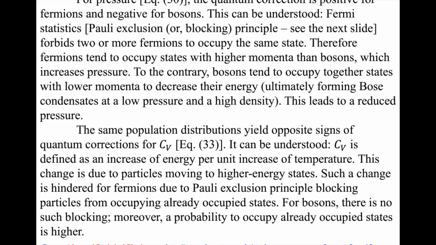Imagine a fermion somewhere in the middle of the pack. It needs to go up, and some states above are occupied. It cannot occupy them. That Pauli blocking excludes such transitions, and therefore the system doesn't take that much energy. On the other hand, for bosons, there is no such blocking. Moreover, they tend to occupy states already occupied, so they can easily move up. So that qualitatively describes the signs of these corrections.